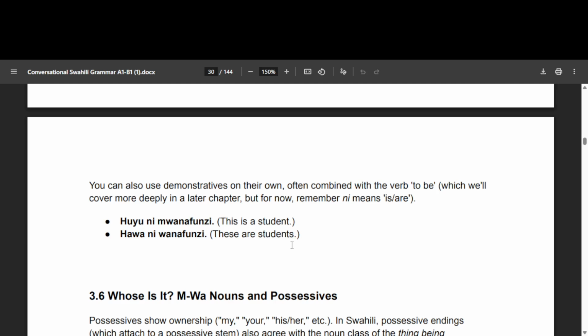Mtoto huyu ni mzuri. This child is good. If they're many, watoto hawa ni wazuri. These children are good. And I want to say, this good child is playing. Mtoto huyu mzuri anacheza. If they're many, watoto hawa wazuri wanacheza. Alright.